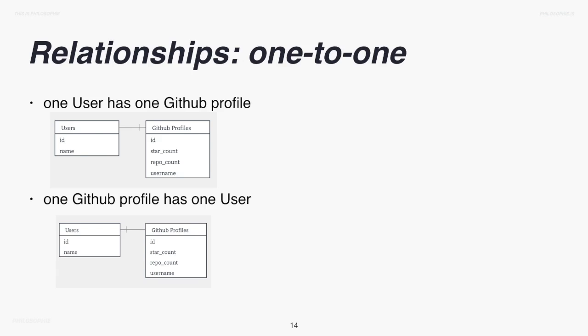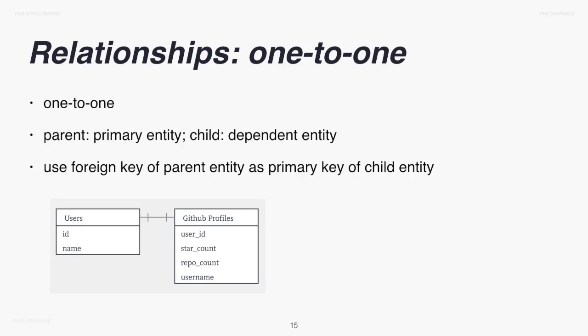So those are the relationships. When you actually create the table with a one-to-one relationship, you would have to add the user ID to the GitHub table. That becomes your foreign key of the parent item. Our parent item here is users, and the child one is GitHub profiles. So you would add the user ID from users to the GitHub profiles.